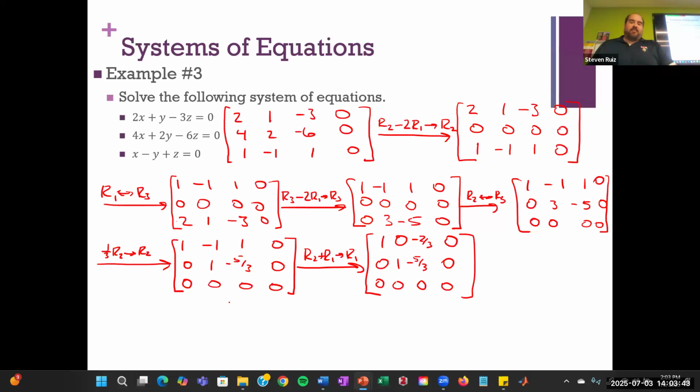So let's do this. Let's retranslate this top row back into an algebraic equation. What does this top row say? X minus 2/3 z equals 0. And the next one?